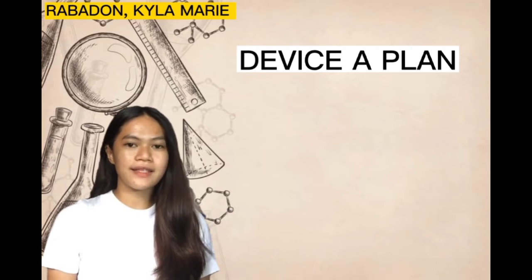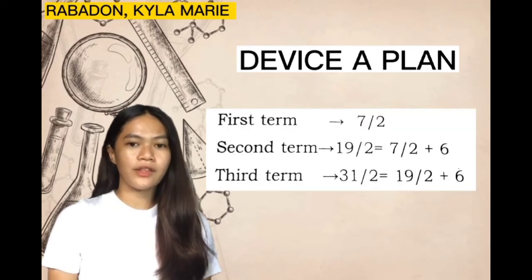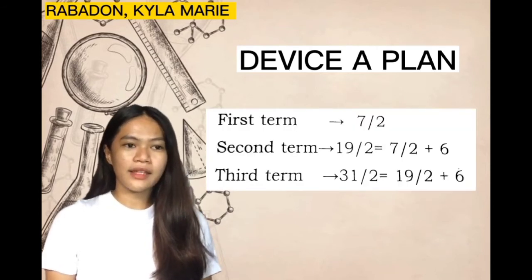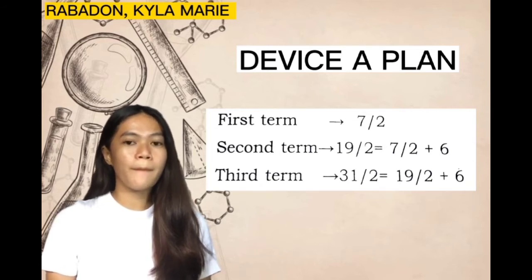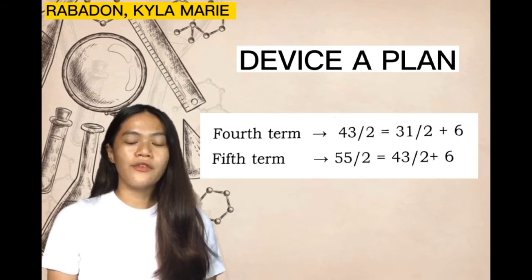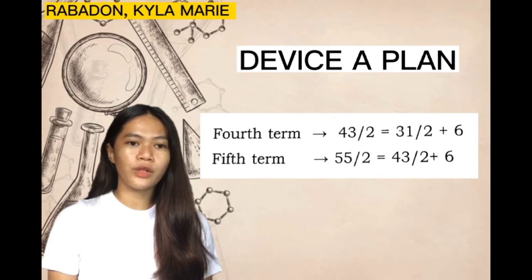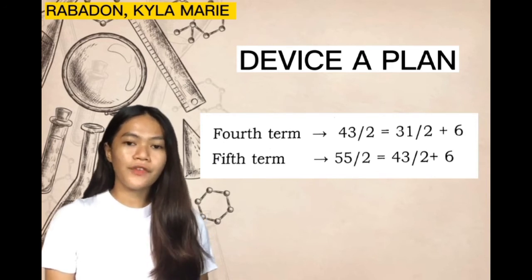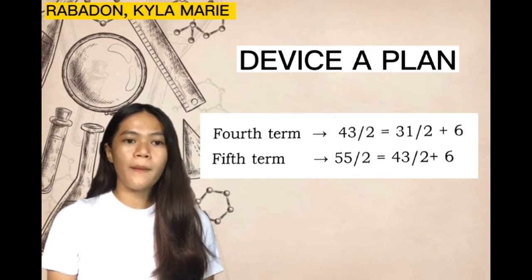Number 2, devise a plan. First term, 7 over 2. Second term, 19 over 2 equals 7 over 2 plus 6. Third term, 31 over 2 equals 19 over 2 plus 6. Fourth term, 43 over 2 equals 31 over 2 plus 6. Fifth term, 55 over 2 equals 43 over 2 plus 6.